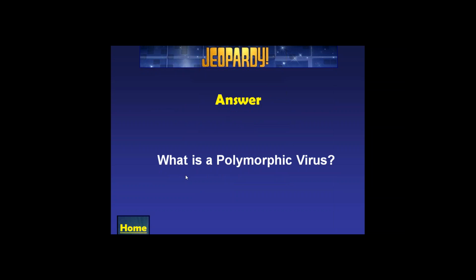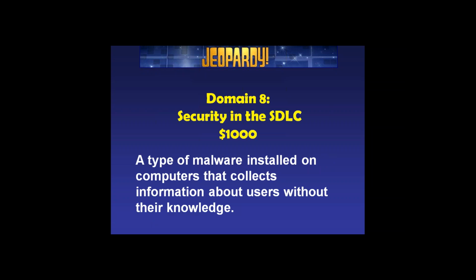What is a polymorphic virus? So a polymorphic virus is a virus that changes its virus signature or its footprint every time it replicates itself and infects a new file. So you can only imagine how dangerous those are.